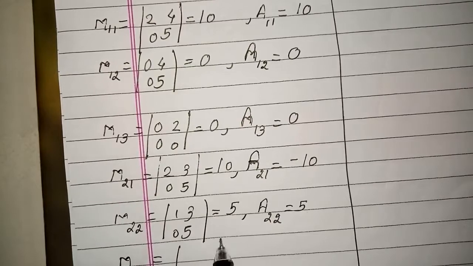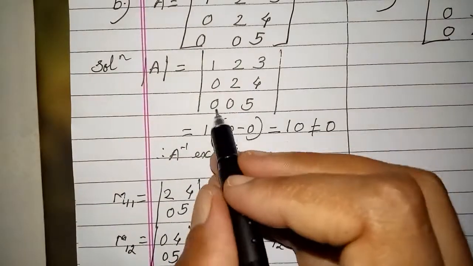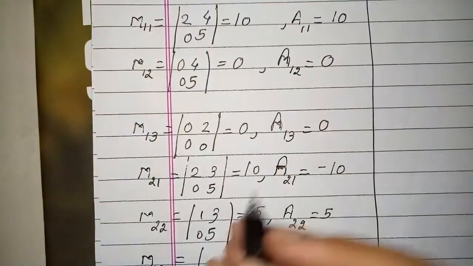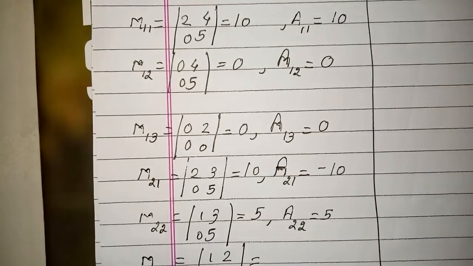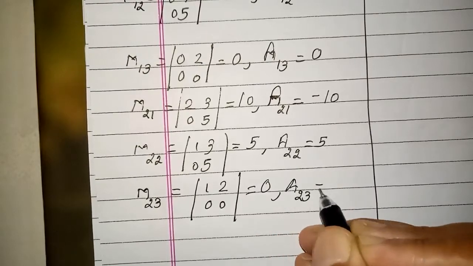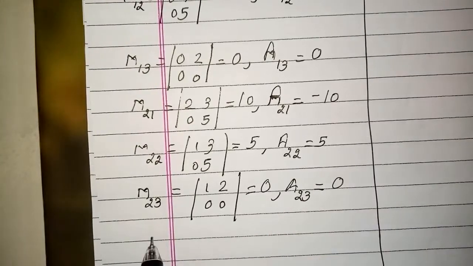M23 is second row, third column. Second row, third column, 12, 0, 0. Again 0. So A23 will be equal to again 0.